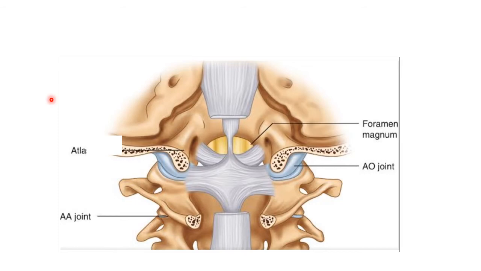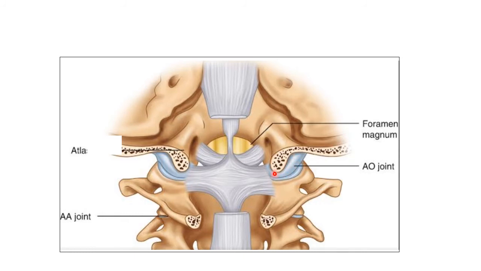In these, articulations take place between the occipital condyles, the atlas and the axis vertebra. So two types of joints are formed: the atlanto-occipital joints and the atlanto-axial joints between the atlas and the axis, and atlanto-occipital between the atlas and the occipital bone.